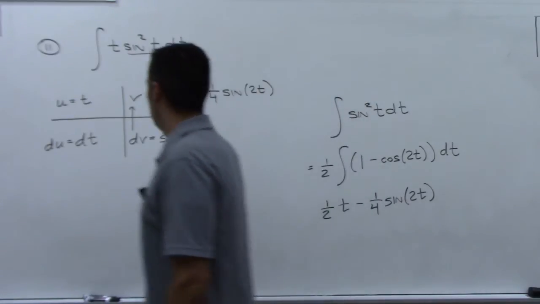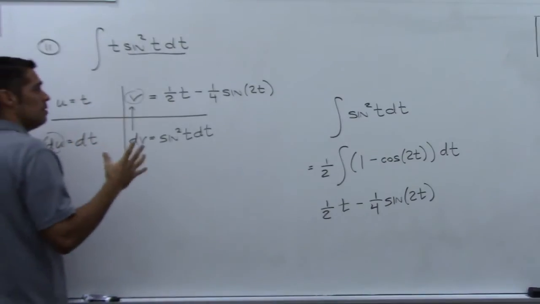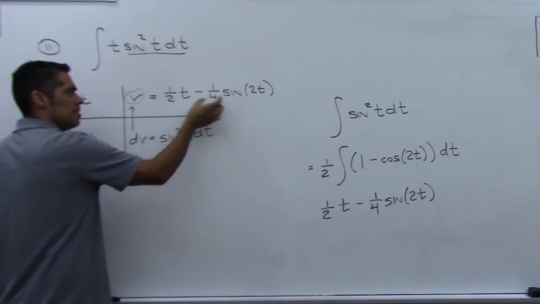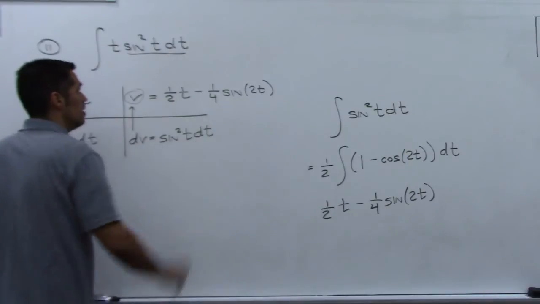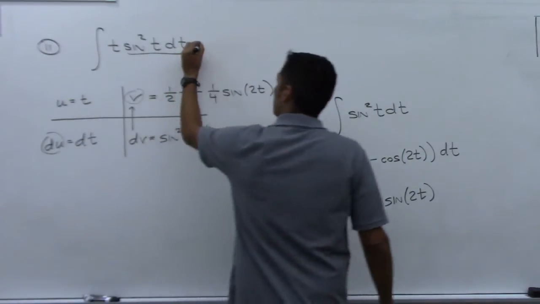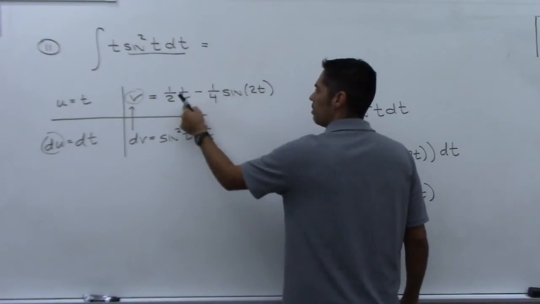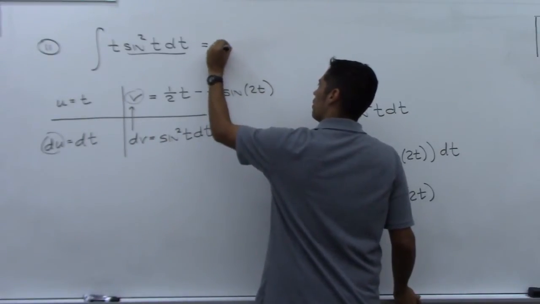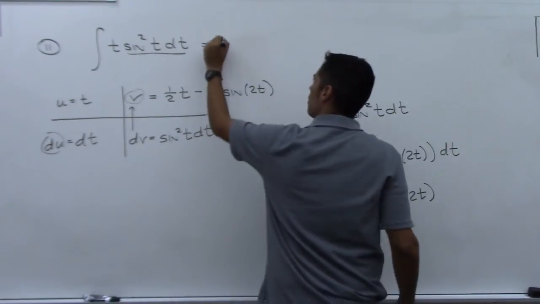And now when I look at setting up my uv minus integral of v du, my diagonal here is just going to be that new integral, this times dt. But wait a minute, that just means I have to integrate this again, but that's an easy one to integrate. Antiderivative of this is straightforward, antiderivative of this is straightforward. So I'm in business. This answer will be uv, this times this. So how are we going to do that? Because this is two terms. Well, I just distribute the t to each one. So it'll be 1/2 t squared, because it had a 1/2 on it.